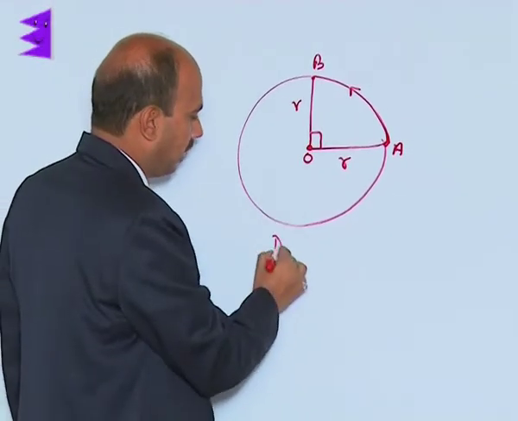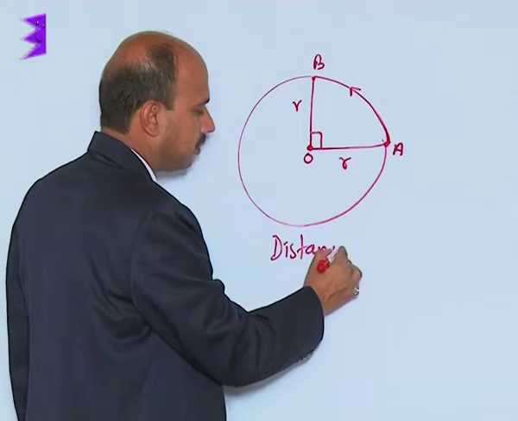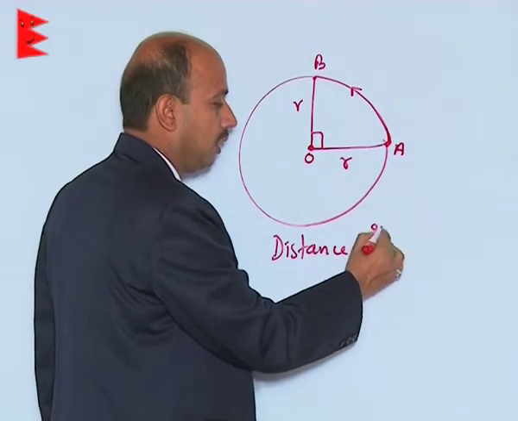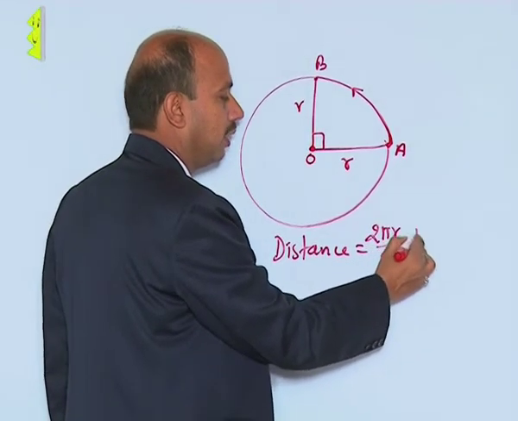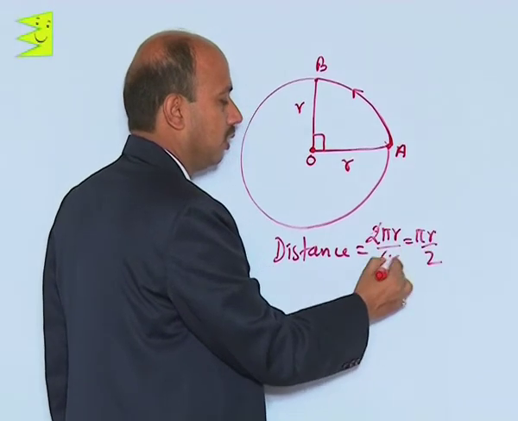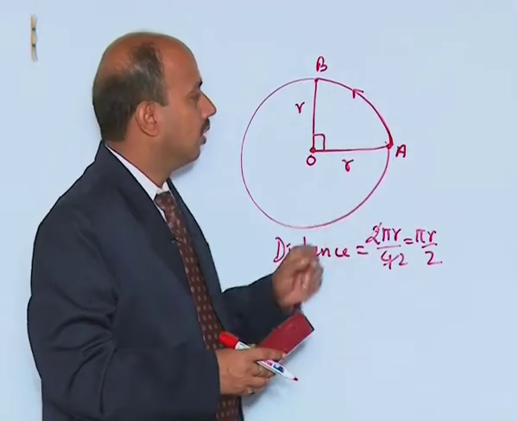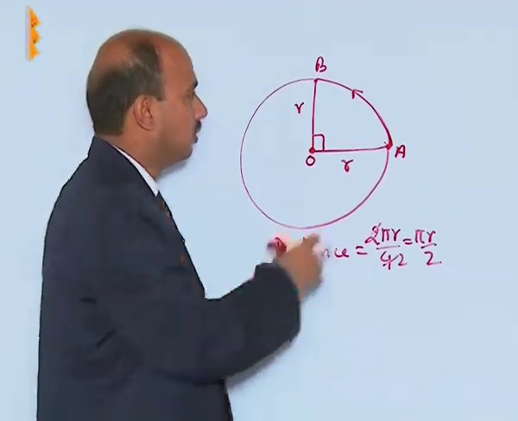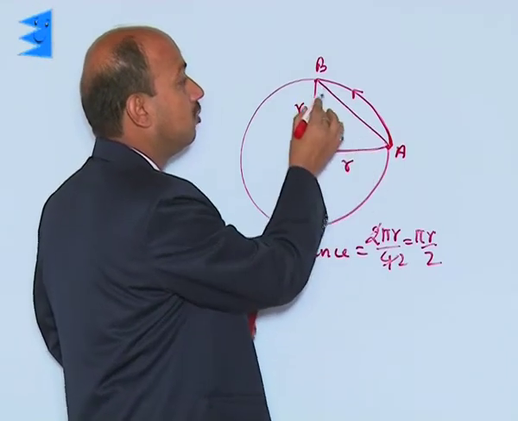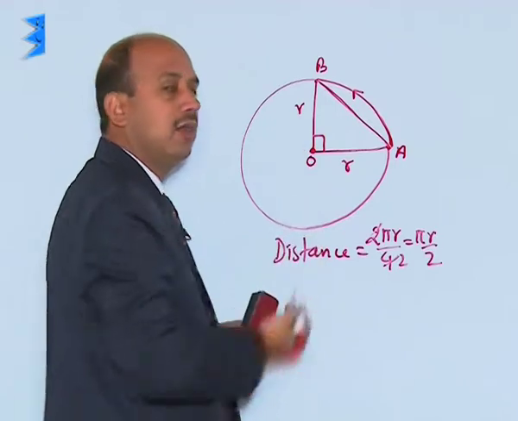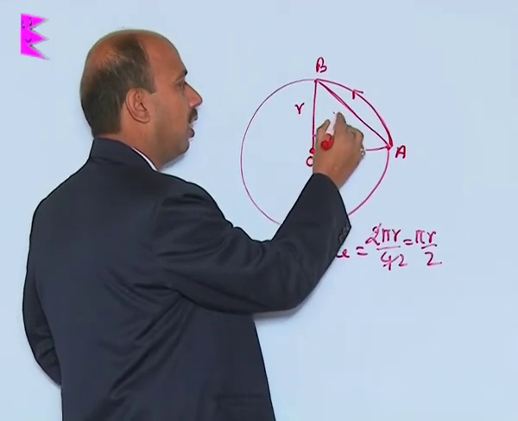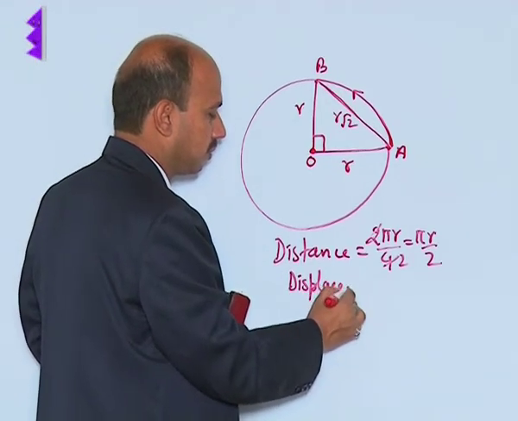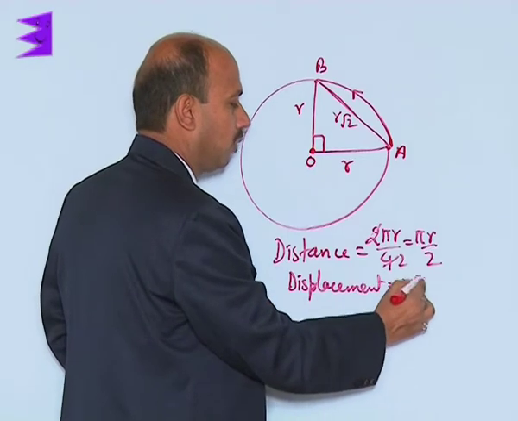So, in this case you can write distance is equal to basically 1/4 of the whole circumference. So, that you can take 2 pi r upon 4, that is pi r upon 2. So, this is your distance, but displacement, as I have told you, this is the shortest distance between initial and final position. So, this is known as displacement, this line here. This you can find out by Pythagoras theorem here. In this case, this is here r root 2. So, the displacement is equal to r root 2.